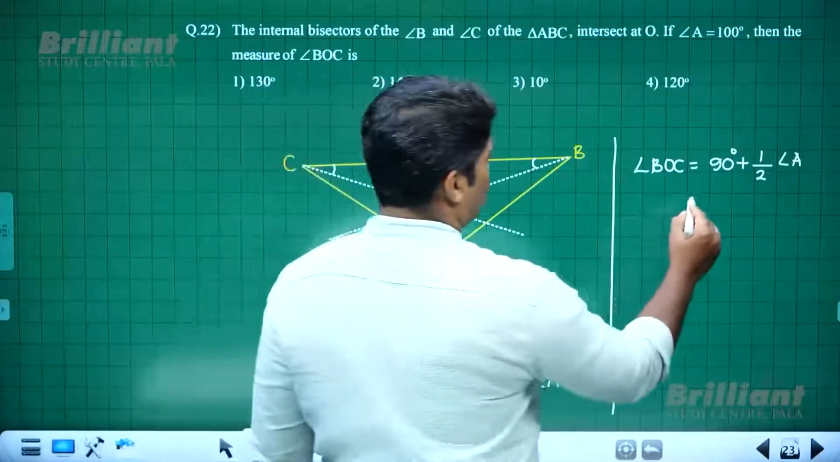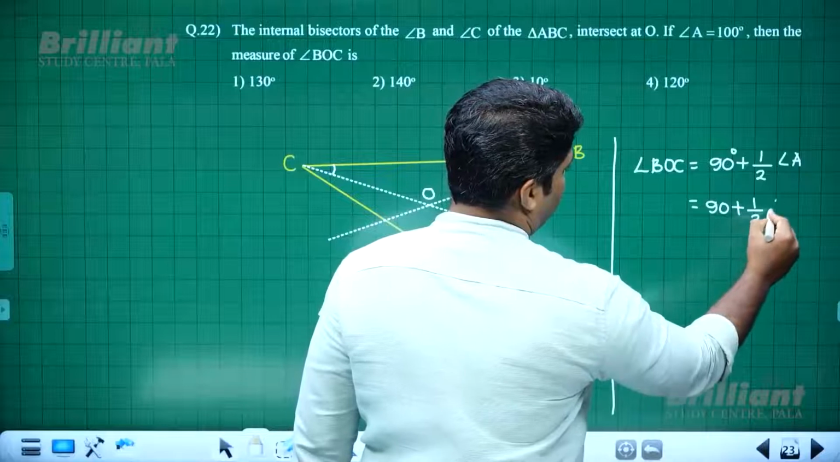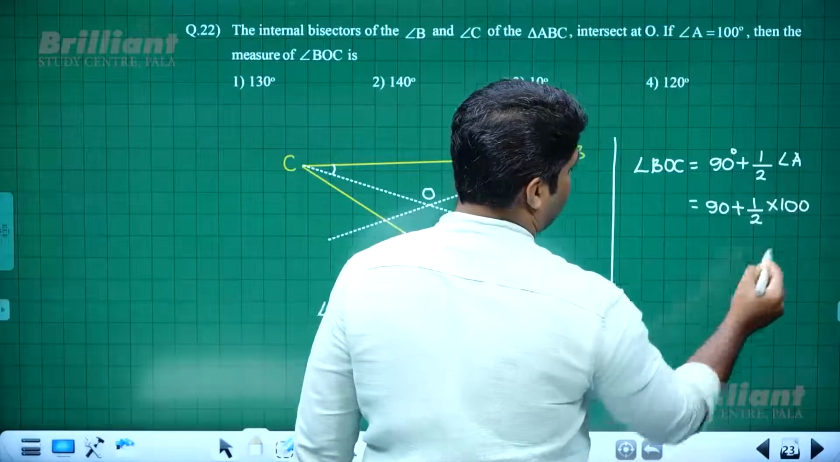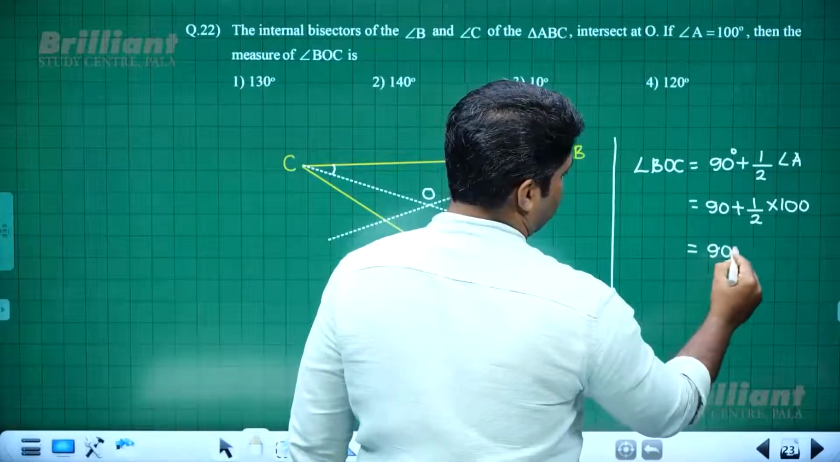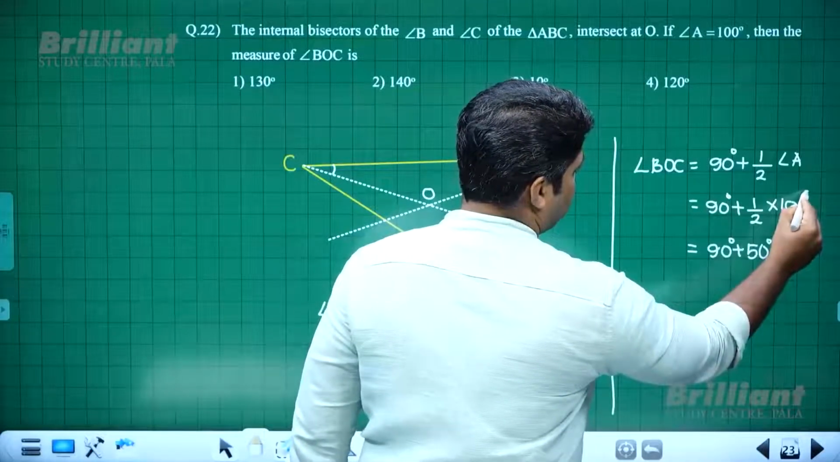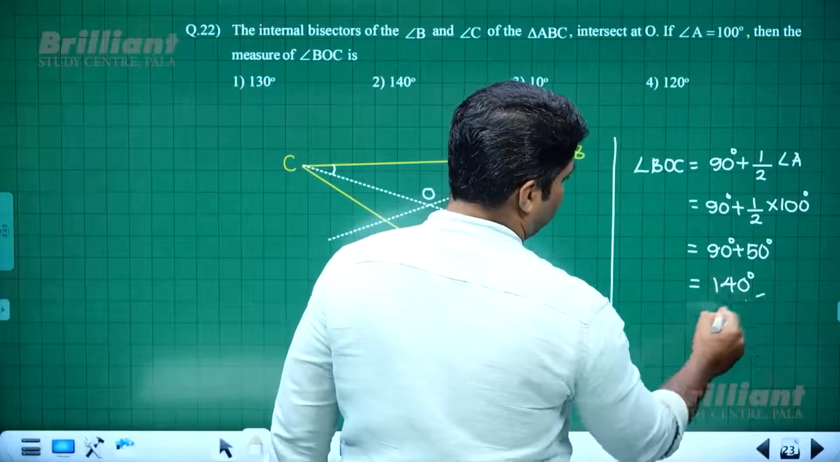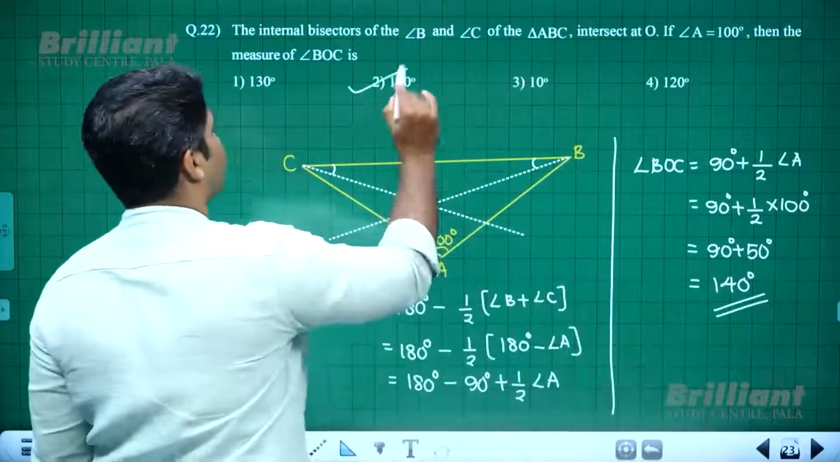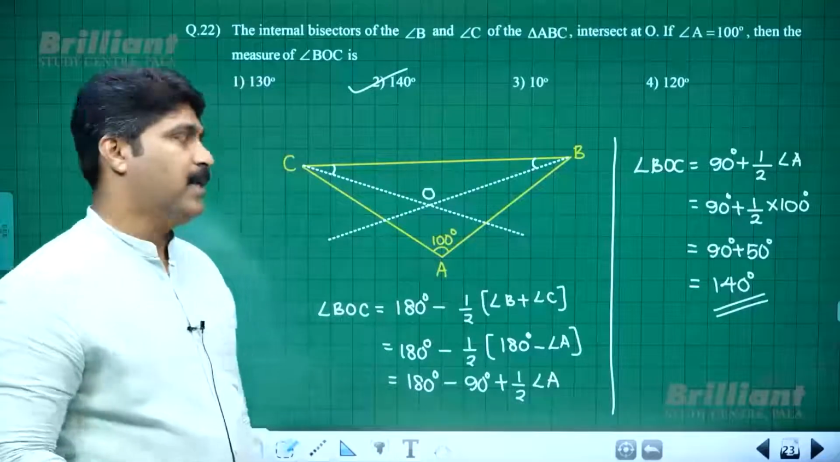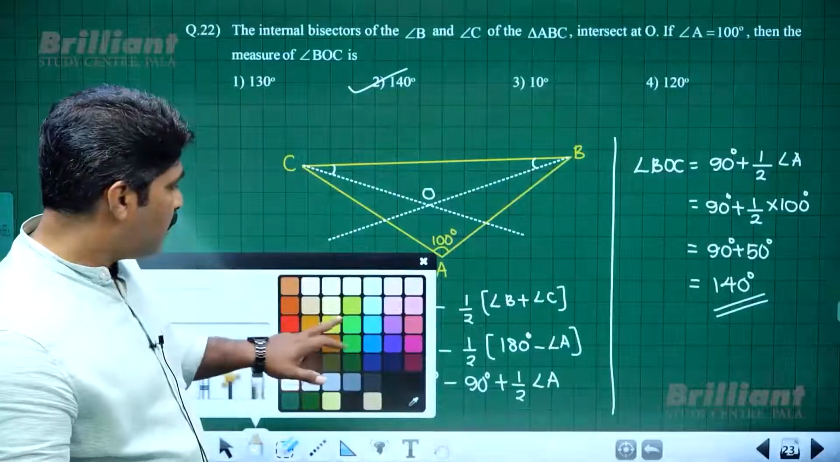Therefore this is equal to 90 plus, it is given that angle A equals 100, therefore half of 100. So that is 90 plus 50 degree, which is equal to 140 degree. So the answer is option B, 140 degree, second option. So that's a basic result-wise approach.